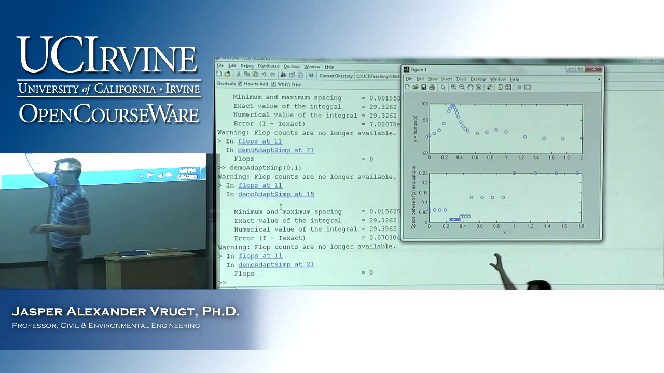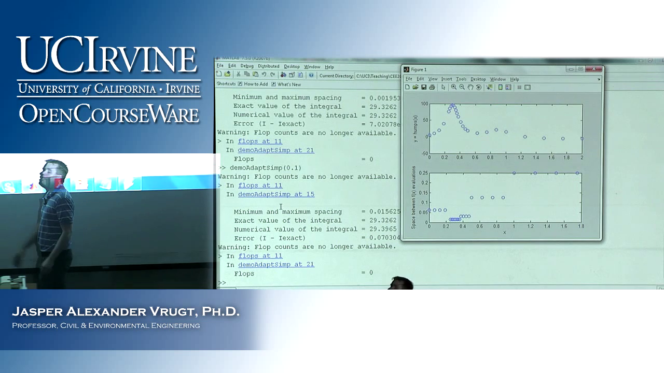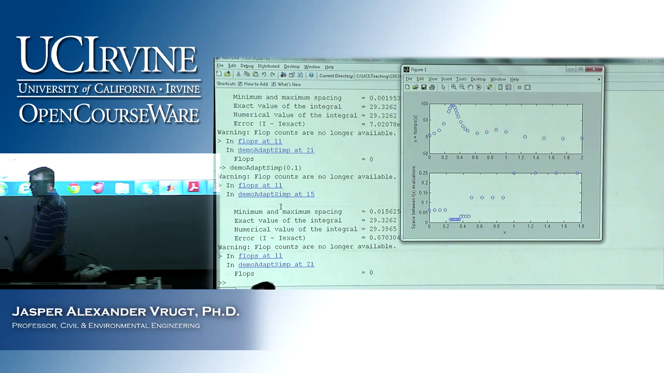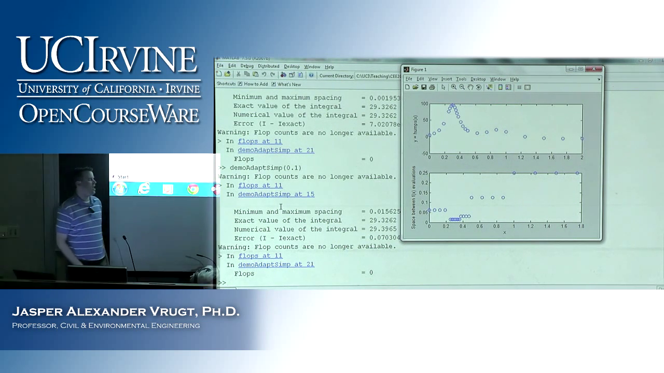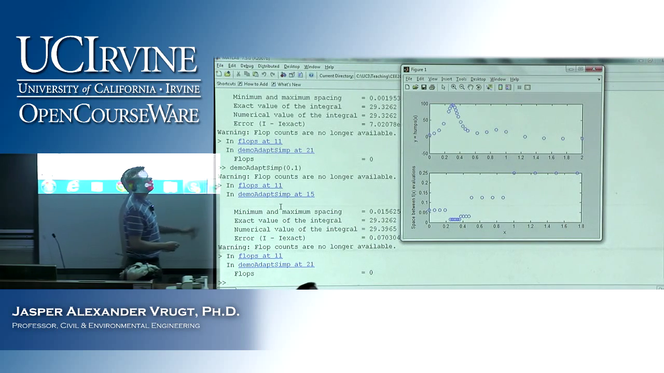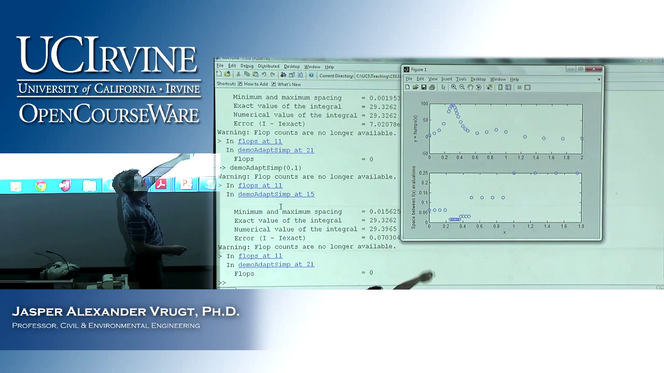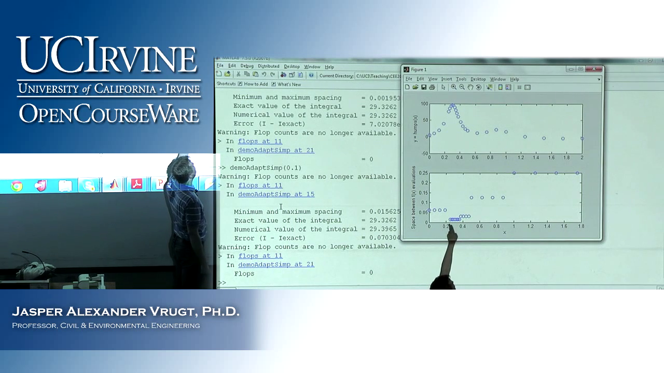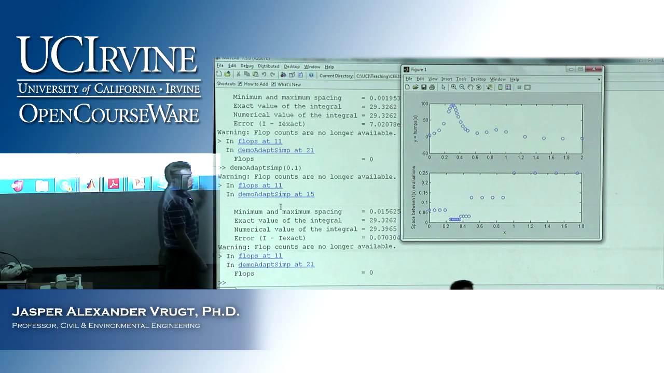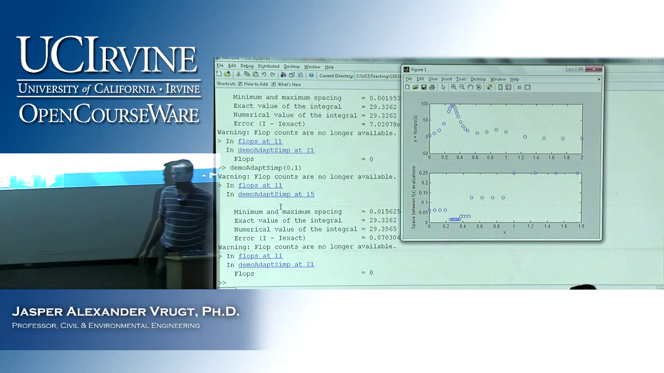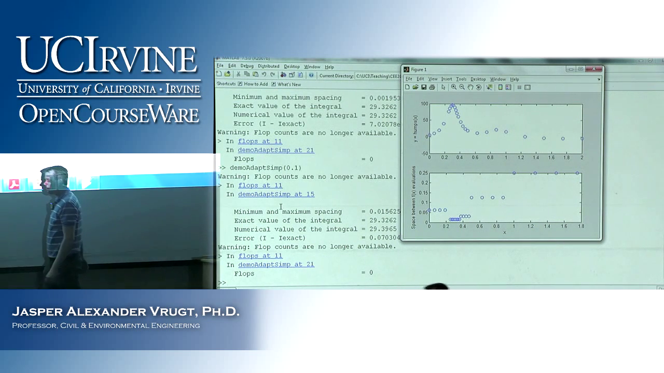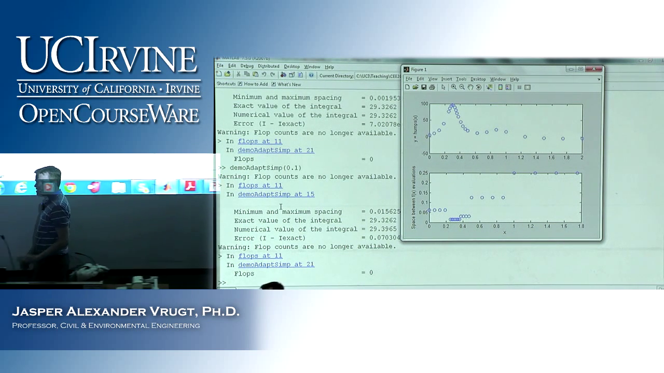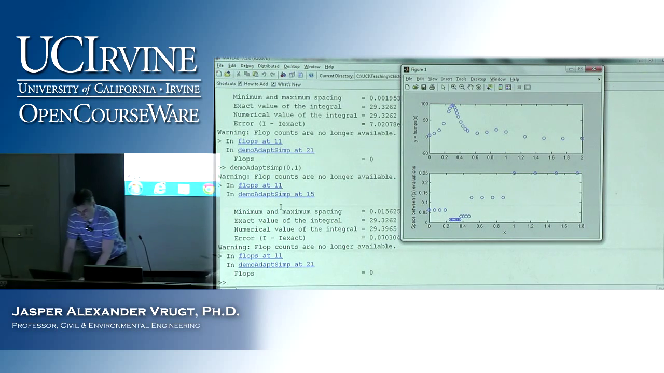Adaptive quadrature is different in that sense, like the Simpson's rule, in that the location of the x values depends on the function dynamics. And you see more x values being used at places where the function shows more dynamics. And that is to minimize the error in the numerical integral.